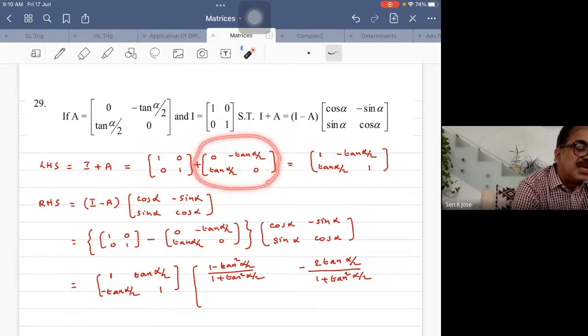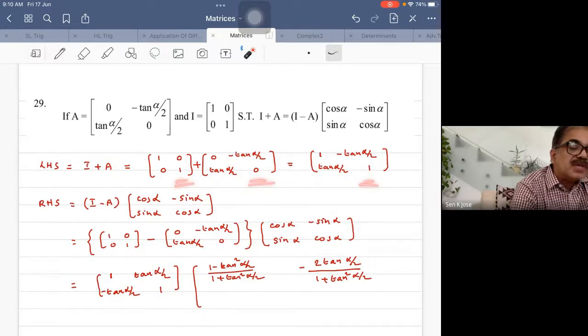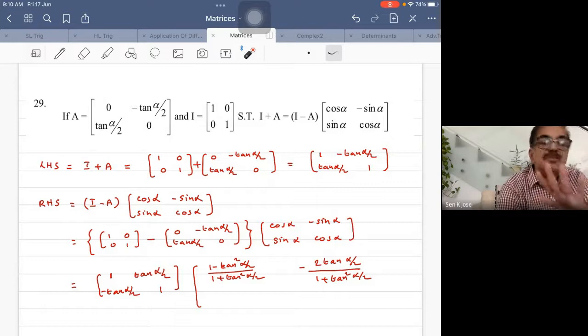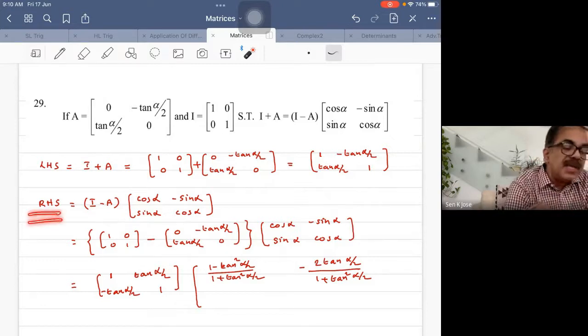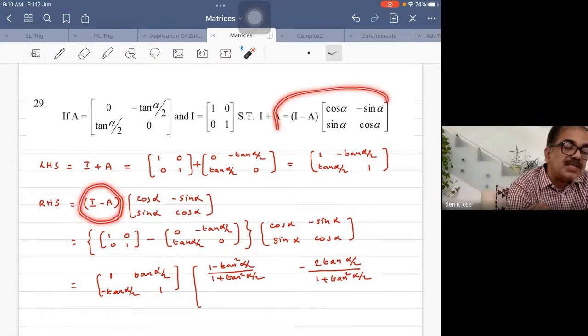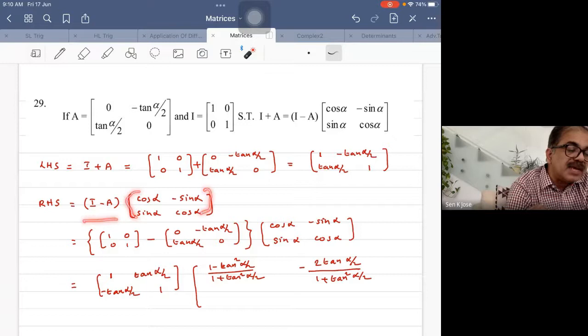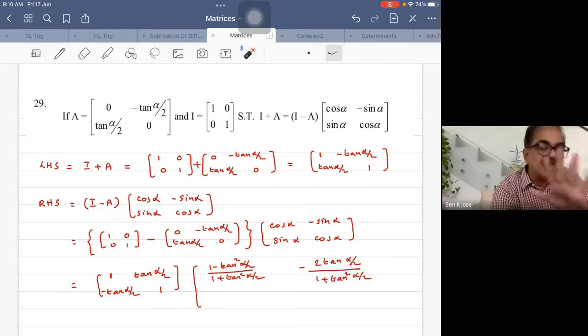I copied it. And to add two matrices, what do we do? Add the corresponding elements. 1 plus 0 is 1. Then 0 minus tan alpha by 2 is minus tan alpha by 2. 0 plus tan alpha by 2 is tan alpha by 2. And 1 plus 0 is 1. So I did I plus A. That is my LHS. Then I copied the RHS. The RHS is I minus A into cos alpha minus sin alpha, cos alpha. I just copied the RHS, kept it like that.